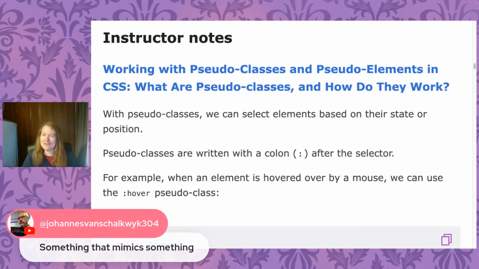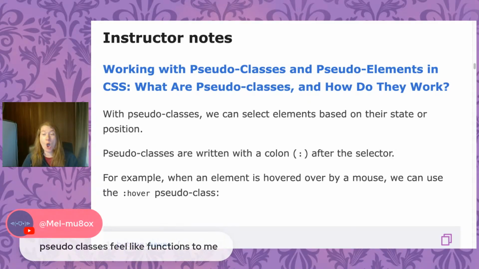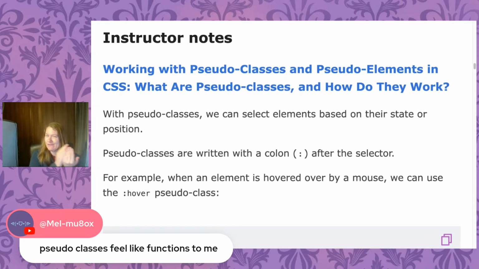Johannes is really helpful. Oh, so pseudo could be something that mimics something, like something that feels like it should be a class, or is a class, but sometimes. Mel's pointing out, and we briefly talked about functions when we talked about doing some math with CSS, that these pseudo classes feel like functions. And I can feel that. So, here's a class that exists, but this class only exists when certain conditions are met.